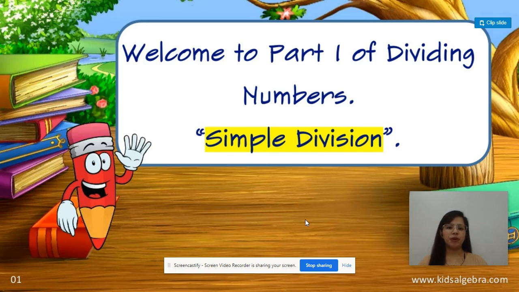So today we're going to talk about dividing a two-digit number by a table of 2, 3, 4, 5, 6, 9, and 10. But let us first recall the things that we have learned so far in division.